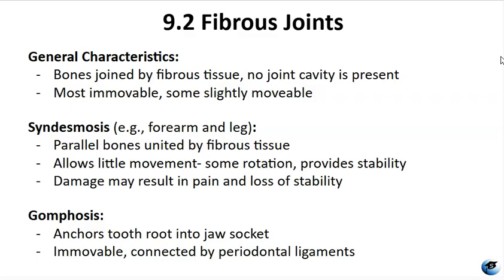At a fibrous joint, the adjacent bones are directly connected to each other by fibrous connective tissue. And that means that the bones do not have a joint cavity between them, and the gap between the bones may be narrow, usually, but sometimes they can be wider. There are three types of fibrous joints.